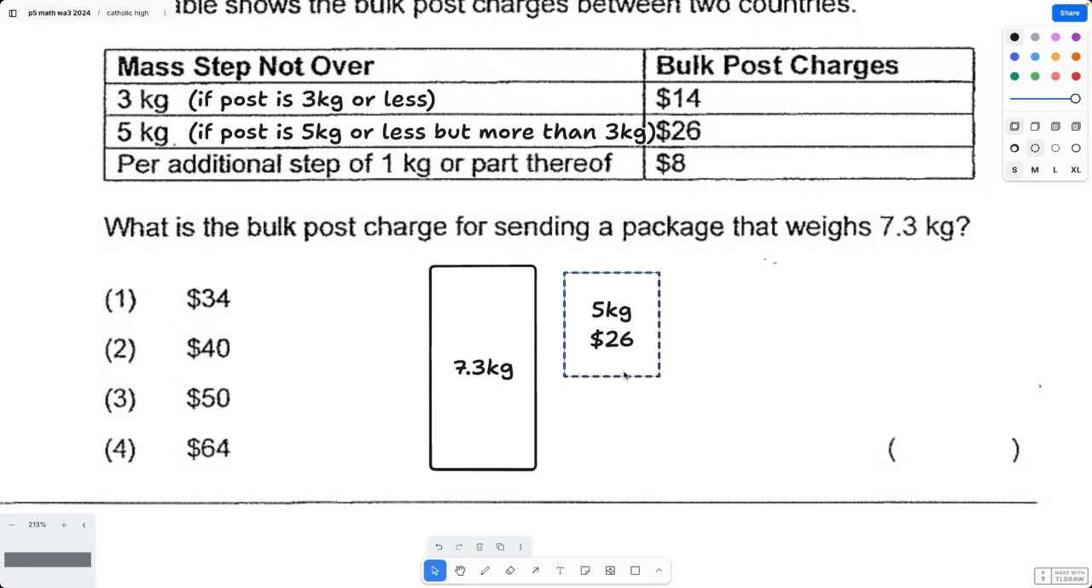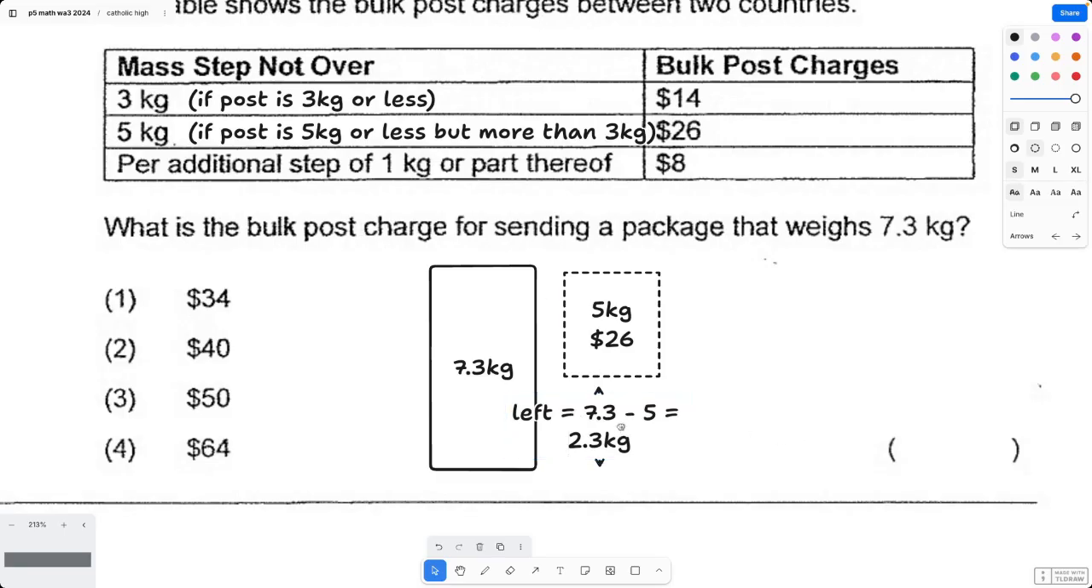So that means how much is left over here? Make this an arrow instead. How much is left is 7.3 minus 5, which gives us 2.3 kg. This is basically what we are left with.